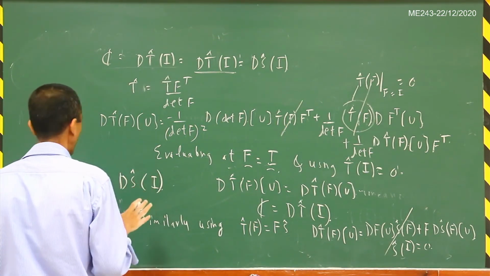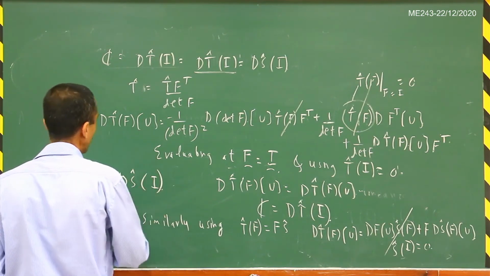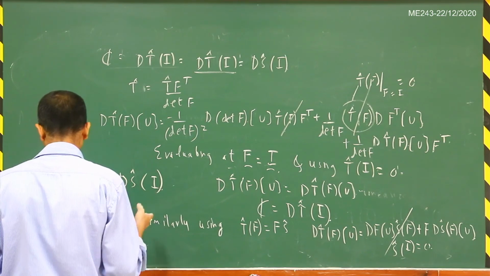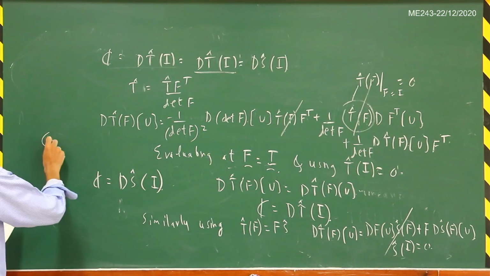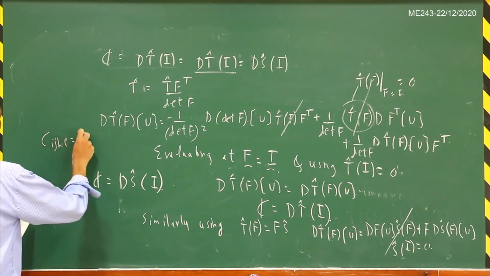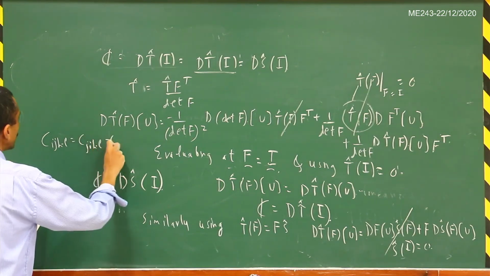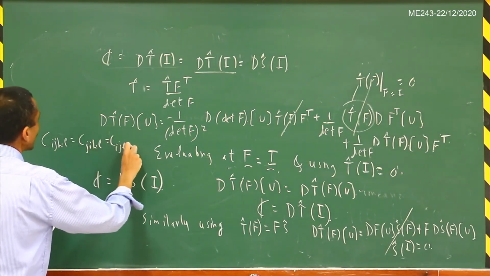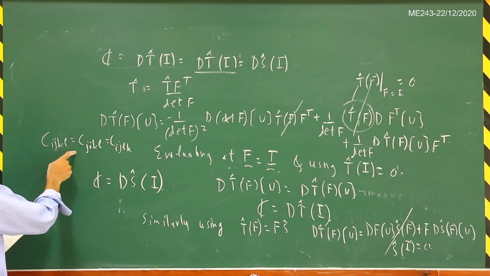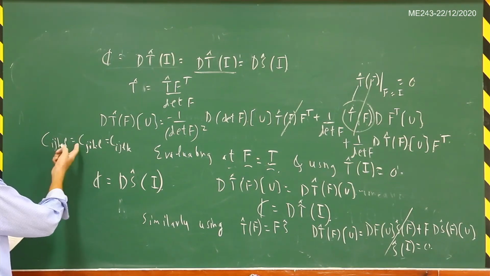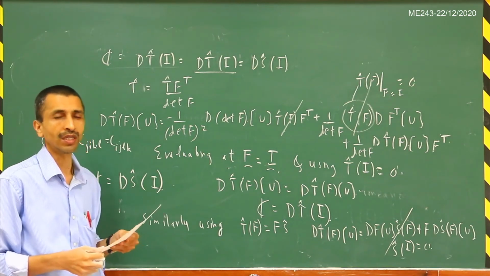We will prove some properties of this C_ijkl in the next class. Basically, what we call minor symmetries, we will show the next time. That is, C_ijkl is equal to C_jikl, and C_ijkl is equal to C_ijlk. These are what are known as minor symmetries. That means it's symmetric in the first two indices, and it's also symmetric in the next two indices. Those are some properties that we will show in the following class.